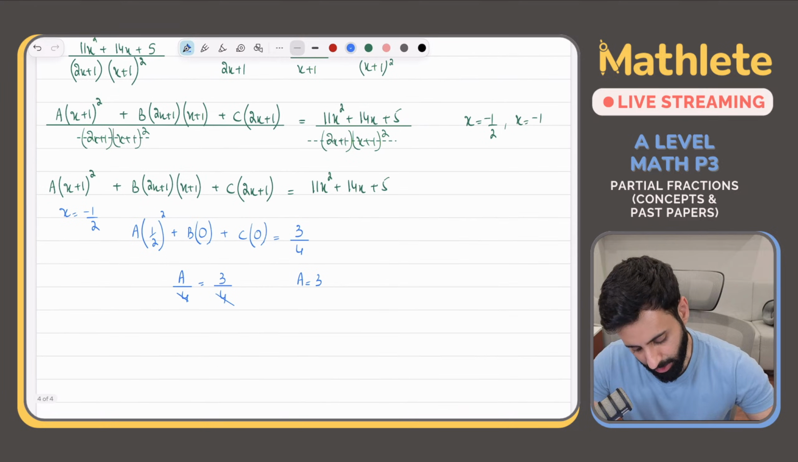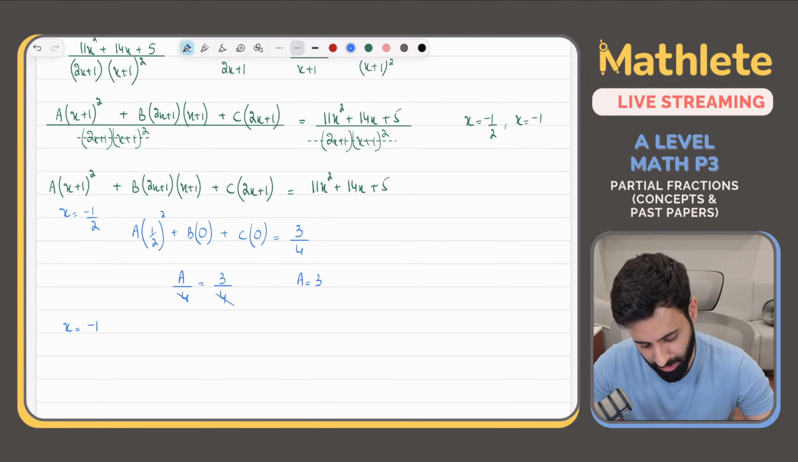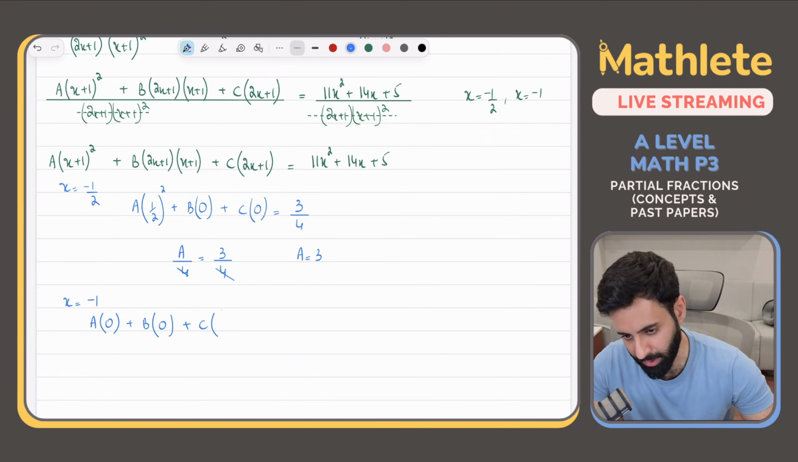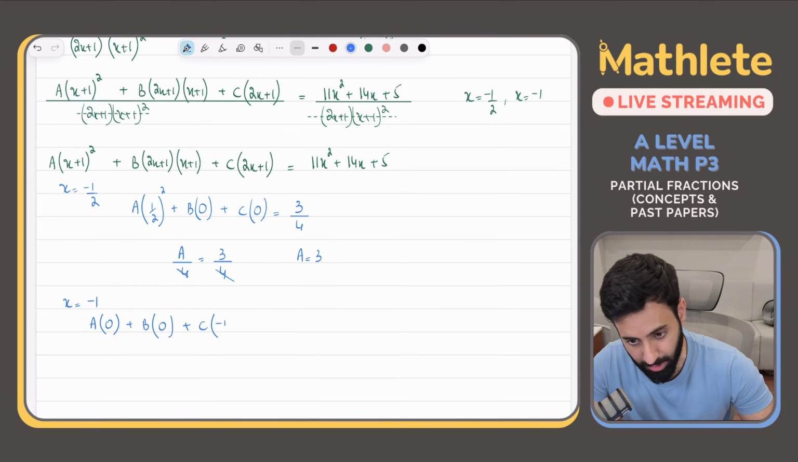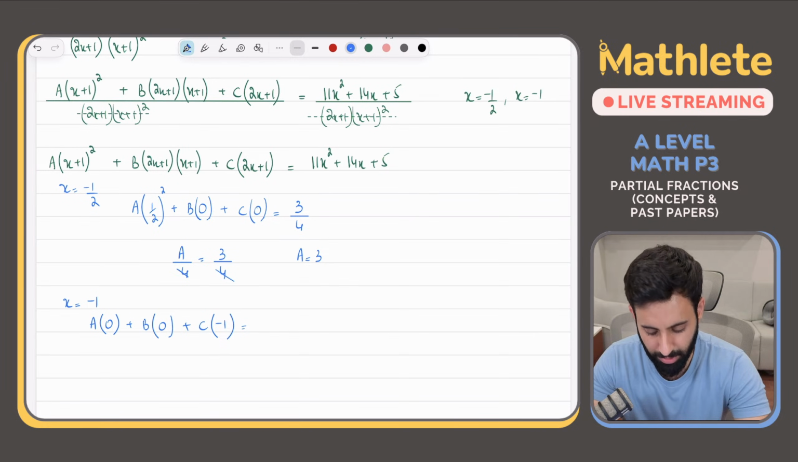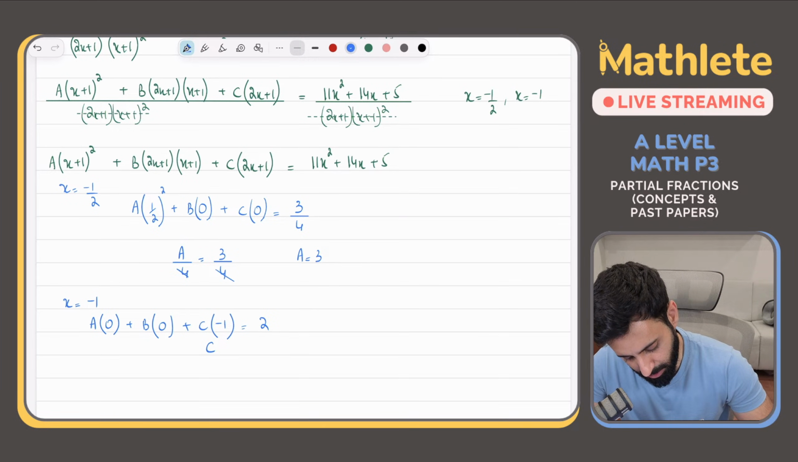Now the other value of x that we're going to substitute is minus 1. If I substitute minus 1, here's what happens. A gets multiplied by 0. B also gets multiplied by 0. And C gets multiplied by minus 2 plus 1, which is equal to minus 1. And let's see what we get on the right-hand side. Since it's minus 1, 11 into minus 1 squared, we get 2, which means minus C is equal to 2, which means C is equal to minus 2.